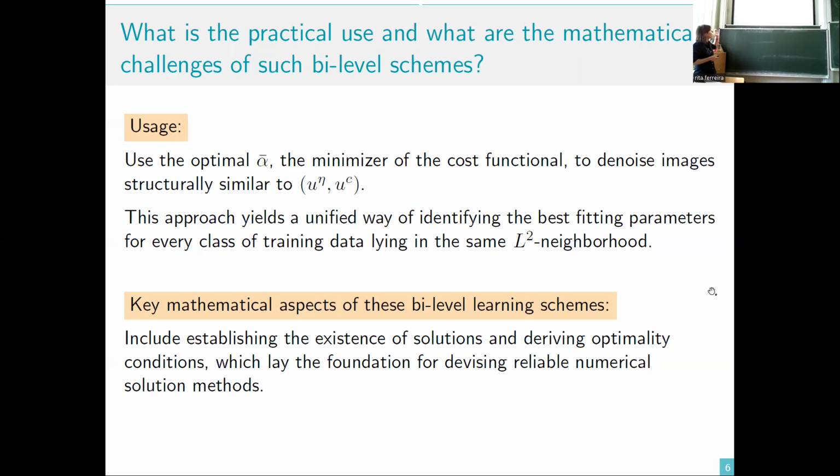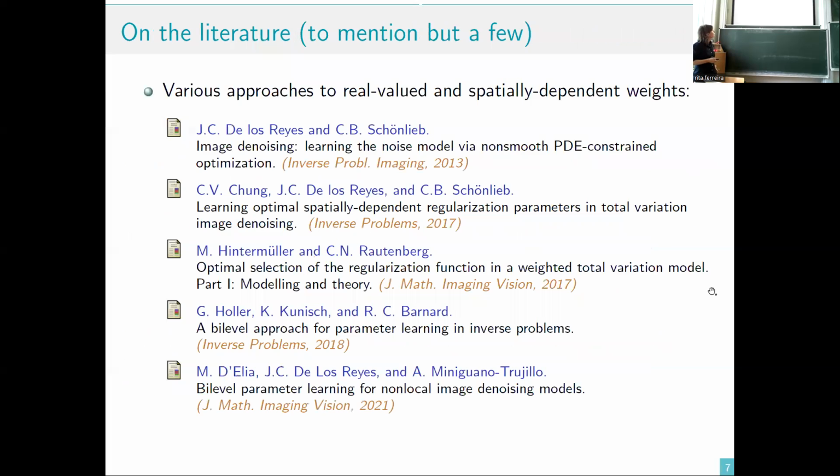And from the mathematical point of view, of course, what you want to prove is that such bi-level schemes have solutions, and what the optimality conditions are. These problems have been studied in the literature quite a bit. Here there is a list in the next slide, and there will be some more. It is not exhaustive by any means.